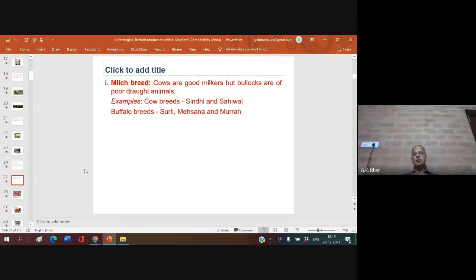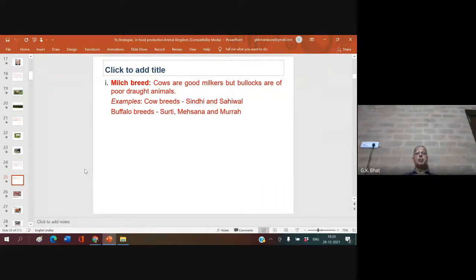Cows are good milkers, but bullocks, that is males, are poor draught animals. Draught means the ones which are used for work. The females, that is the cows in this particular breed, yield very good milk. They are good milkers, but the bullocks are not that good at work. You know, bullocks never give milk. Bullocks are not reared for milk. At least they should work, but no, they don't work. Bullocks are poor draught animals. Draught means work. Not drought, draught animals.